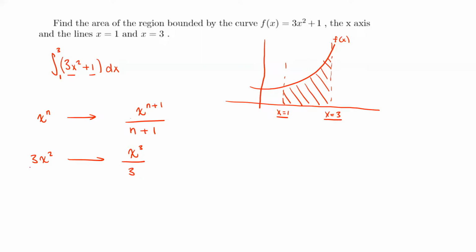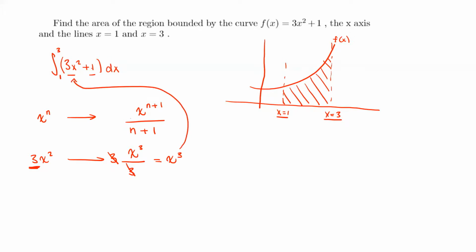And of course, then we can't forget the 3 that's multiplying it. So we're going to multiply it then by that 3. But if we notice here, the 3's cancel each other out. So we're just left with x cubed. So that's going to be the integral of our first part.